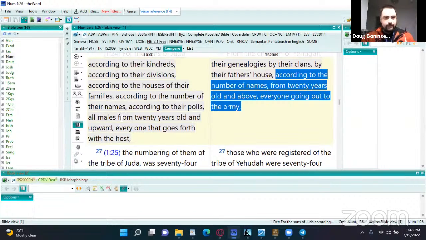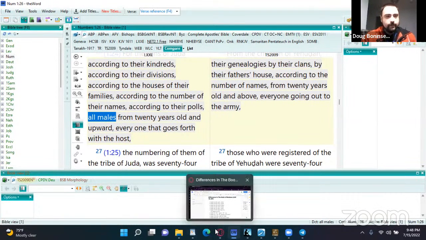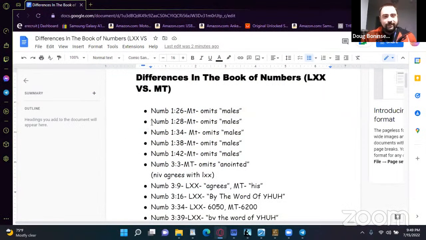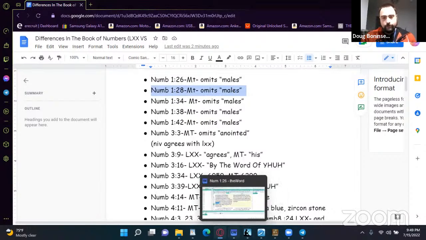This is something key to understand in scripture. It definitely seems to indicate Torah does not allow women to go out to war. So to me, this is a big deal. And men are not 18 years old either. They're 20. Secularists have us going to war about 2 years before we're supposed to even go to war, which is kind of ridiculous in my opinion. So we're going to go to the next one where males is again omitted, Numbers chapter 1, verse 28.